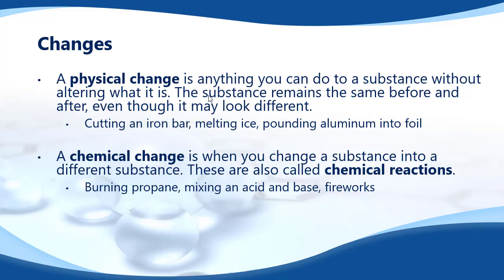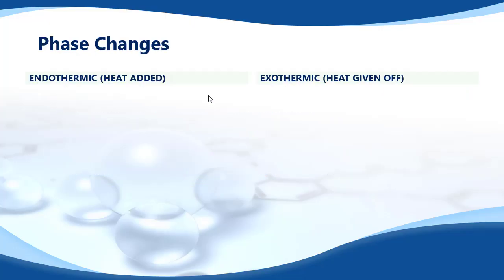All right, so we'll go over some phase changes pretty quick. Now, endothermic means you have to add heat to get the reaction or get the change to happen. Exothermic means when the change happens, you get energy back or it's given off. Right, so our endothermic phase changes, we have melting, which is going from solid to liquid.